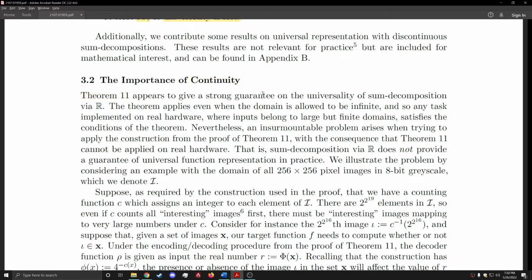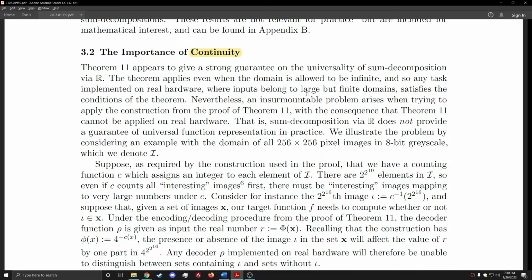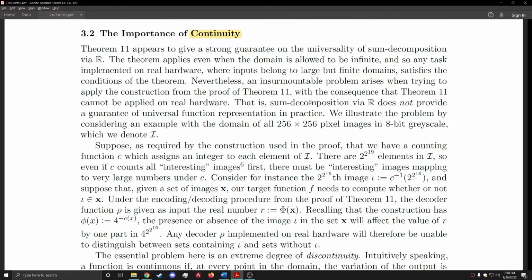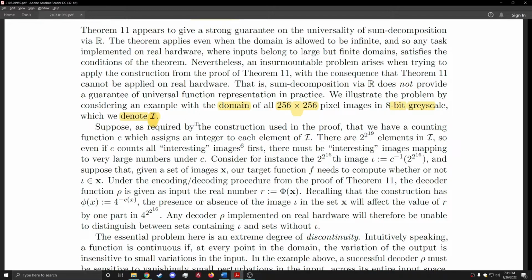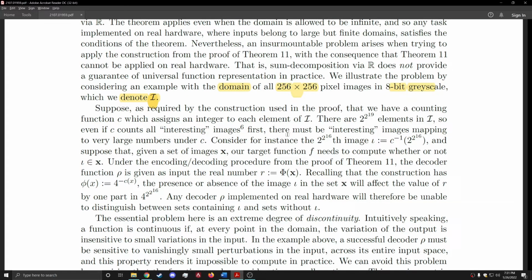So now we can jump into why continuity is important. They give just a small example here. We're going to have some set of images. These images are going to be 256 by 256 pixel images in 8-bit grayscale. We're going to denote each image I. The domain is I, the set of images, so there's going to be an element of I.